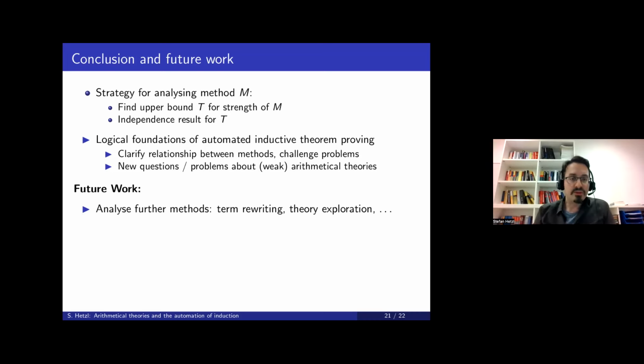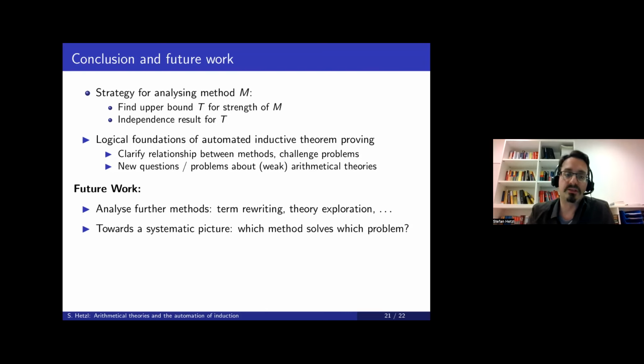Concerning future work, there are a number of things we would like to do, if time permits. One thing is that we only looked at a small number of methods so far. There is still quite a bunch of methods we have not had time to analyze in this manner, in particular term rewriting and theory exploration. These would be interesting to me, because I think they would all be within open induction, so somehow easy to deal with in a way.